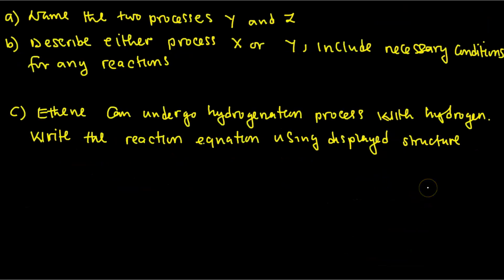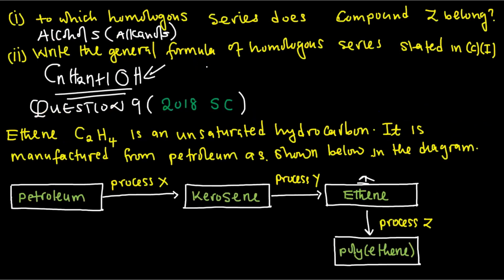Okay? Now, what are the questions that follow? Name the process Y and Z. For the sake of our learning, we are going to name process X, we are going to name process Y, and we are going to name process Z.